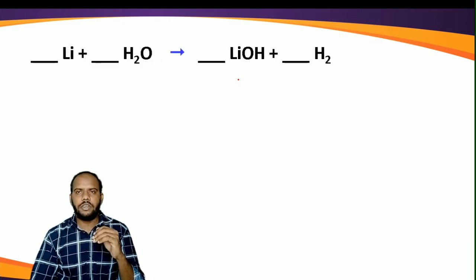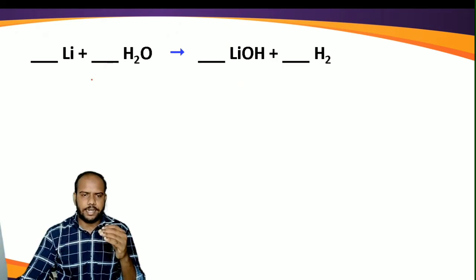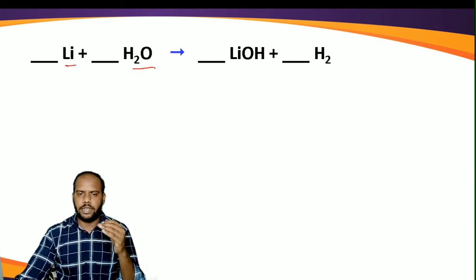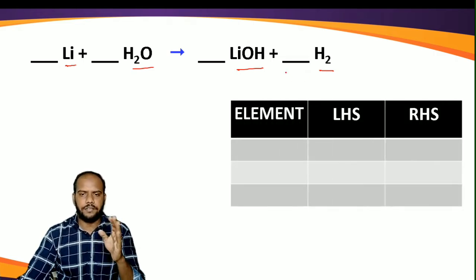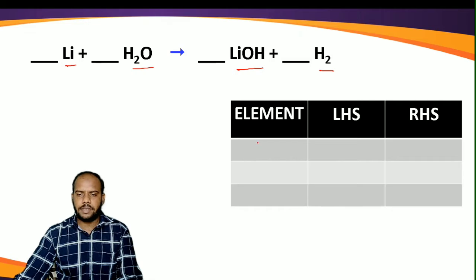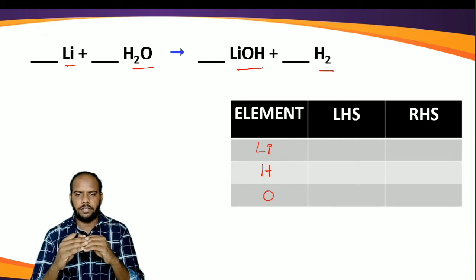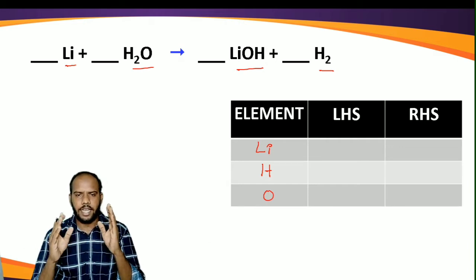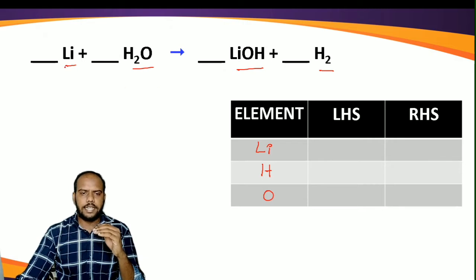The next equation says lithium reacts with the water and forms lithium hydroxide and hydrogen. Same as before, we should draw the table and find out the elements. What elements are present? Lithium, hydrogen and oxygen. So left hand side lithium 1, right hand side also lithium 1.